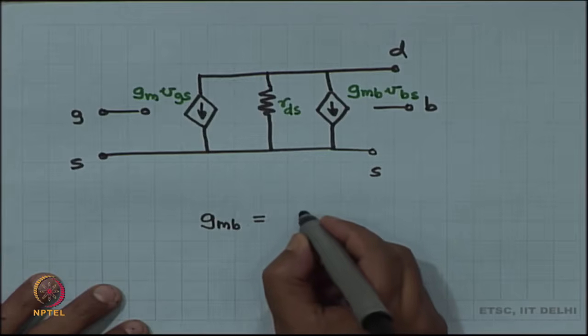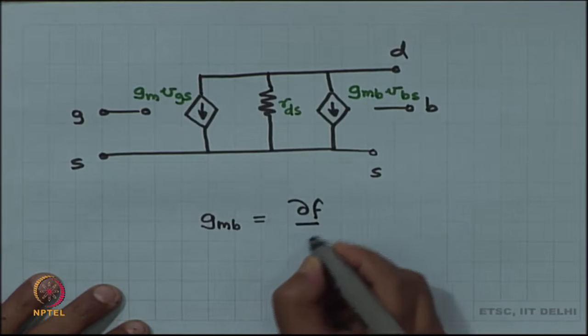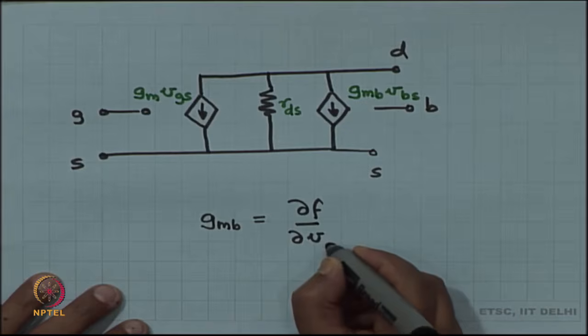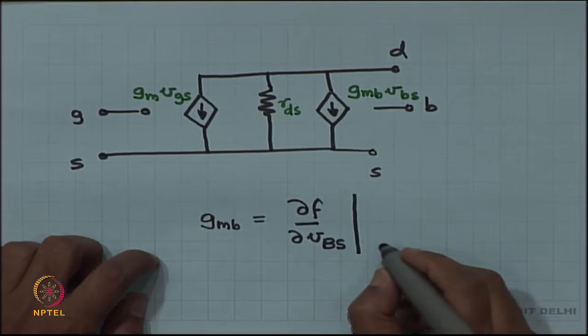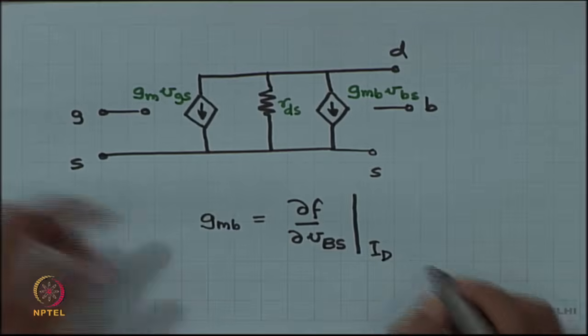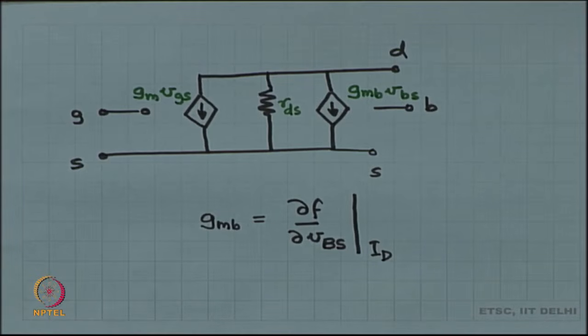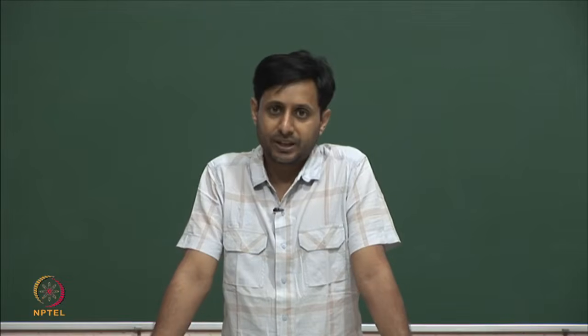and that is equal to dou f by dou Vbs, computed at the operating point. Fine. Okay. So, this is what happens when you take into account the body as well. Normally we are going to forget about the body when we see that the source voltage is changing with time. Okay, the body voltage is.